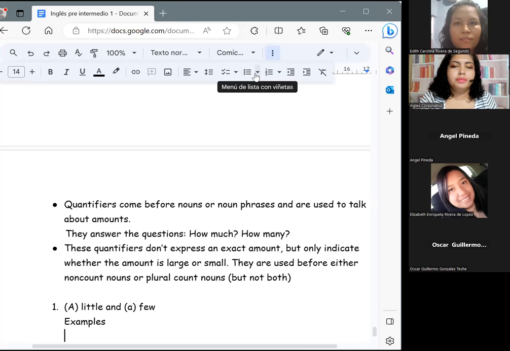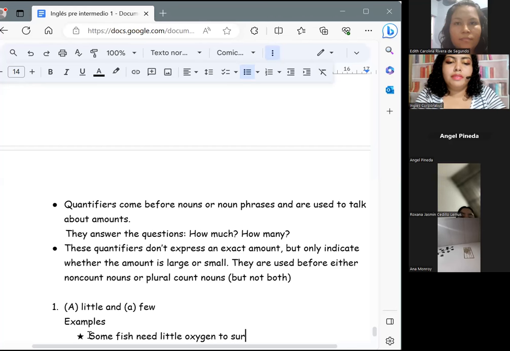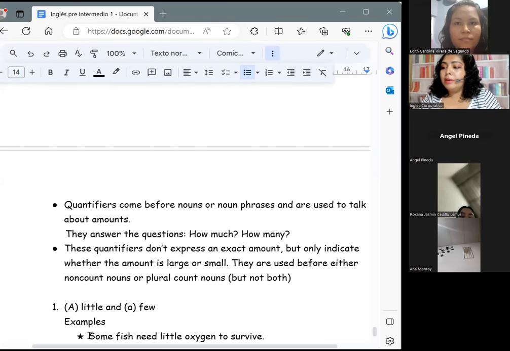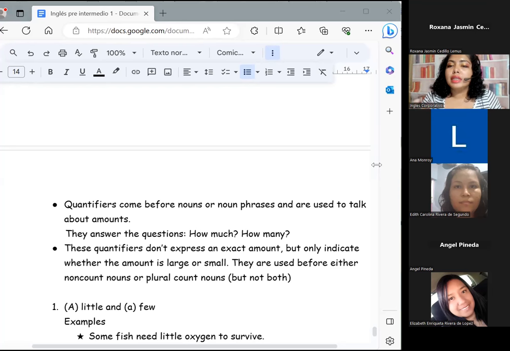And we have here the first one. And it says, some fish need little oxygen to survive. So in this case, we're saying that they don't need much air to survive. Aquí estamos explicando, ¿verdad? Que los peces no necesitan tanto oxígeno, tanto aire, para sobrevivir. But we are using the expression little.